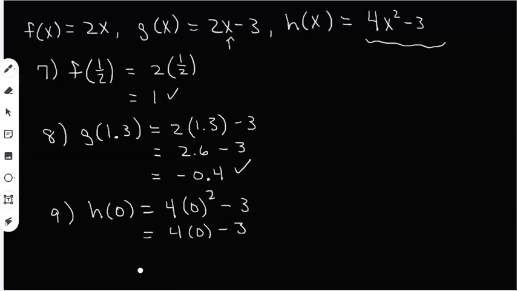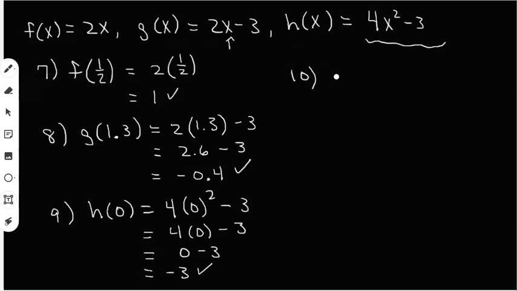Coach, what's 4 times 0? 0. Right. Any number times 0 is 0. Yep. So now we have 0 minus 3. That's going to give us negative 3. And we're done. The last one we're going to do is number 10.